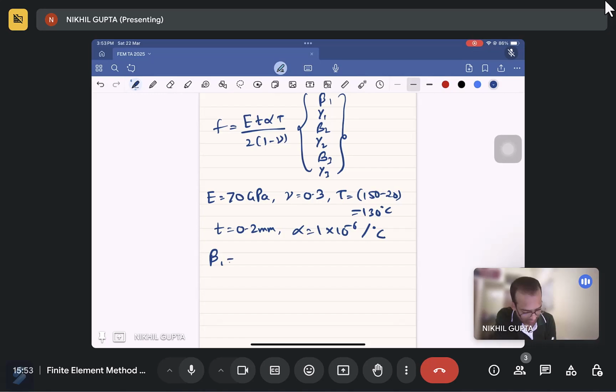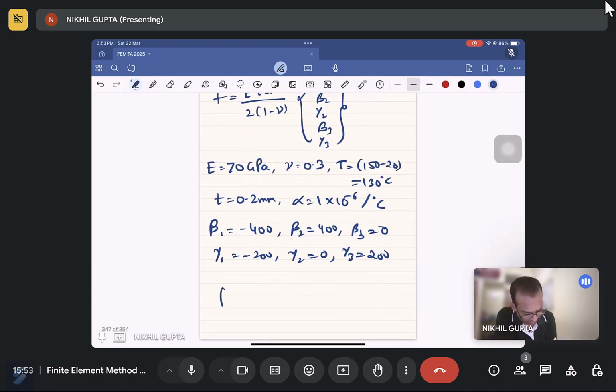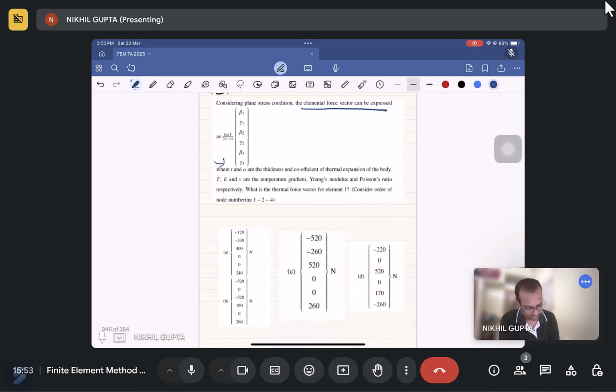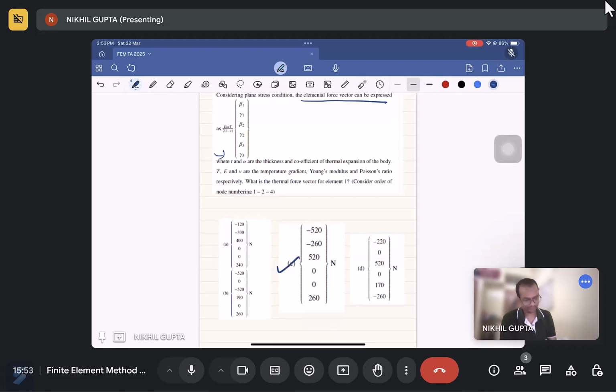So we have to calculate. We'll get the same beta values as previous, since the element is the same, so we can repeat those values. Gamma 1 is minus 200, gamma 2 was 0, and gamma 3 was 200. So we'll just put the values in this matrix. We'll get minus 520, minus 260, 520, 0, 0, and 260 Newton. So if you see, the answer is C.